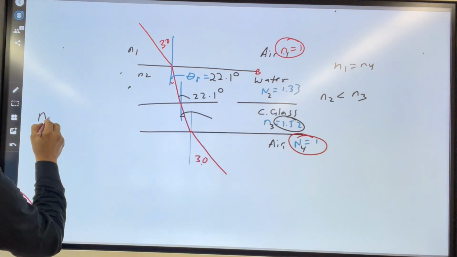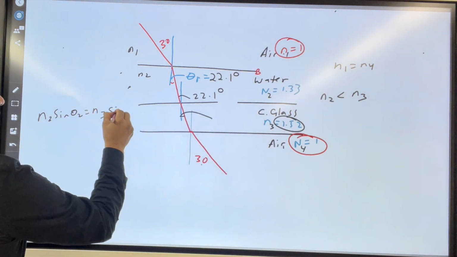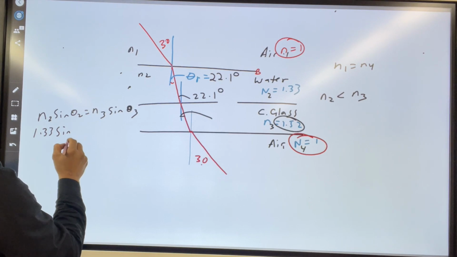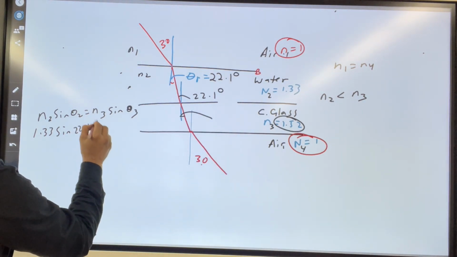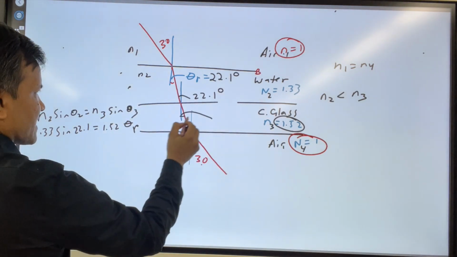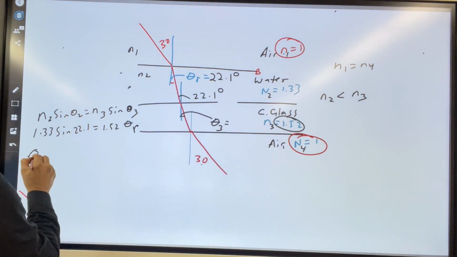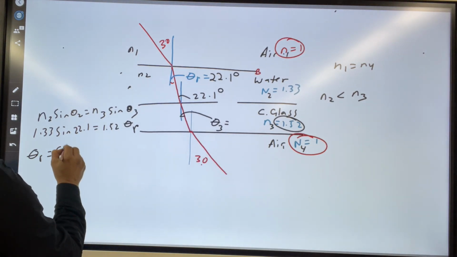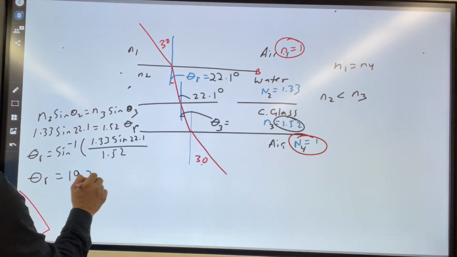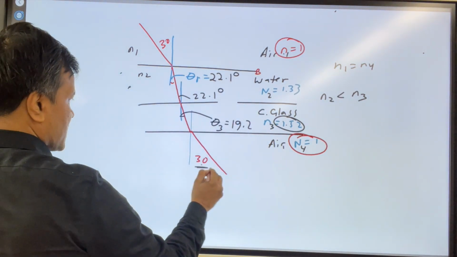So n2 sine theta 2 is equal to n3 sine theta 3. n2 is 1.33, sine theta 2 is 22.1, n3 is 1.52. We want to find this one, theta 3. All right, so this one is equal to sine inverse of 1.33 sine 22.1 over 1.52, so 19.2. So this is 19.2.